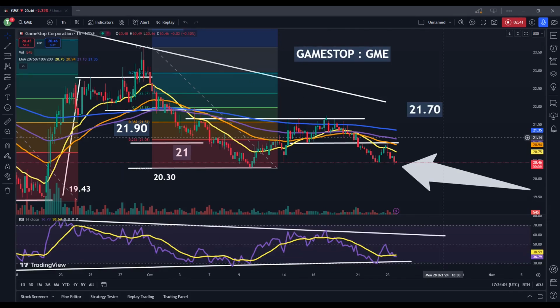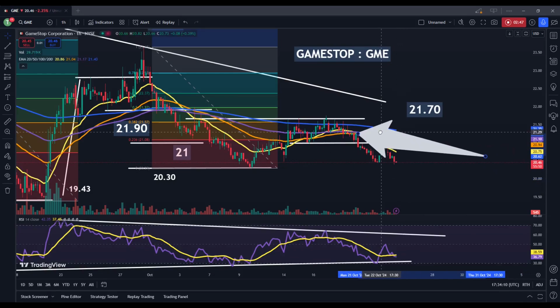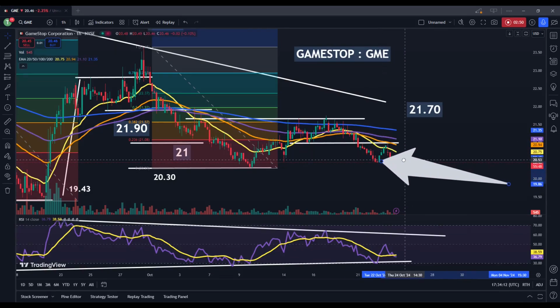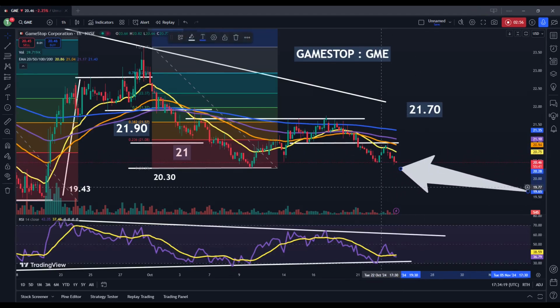I understand 5 cents might not seem like a lot, but what this tells us currently is that the share price broke below this important support zone, retested it from the bottom, failed here, and then posted a lower low. So that's a sequence of events that you don't want to see if you're currently long this stock.